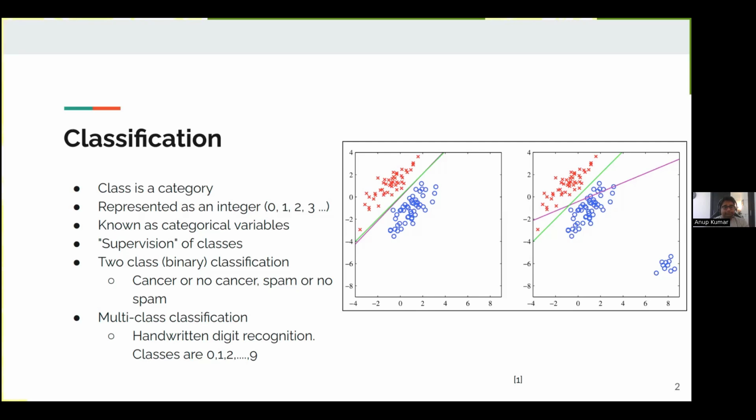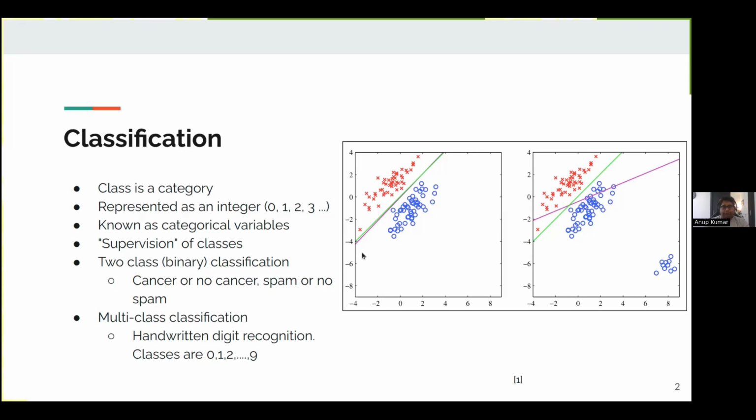For example, one popular example of multi-class classification is handwritten digit recognition. When we have multiple images of handwritten digits and the classes, the digits actually in those images, can range from 0 to 9, then we have here 10 classes. And machine learning models applied on this task learn to predict these different classes.